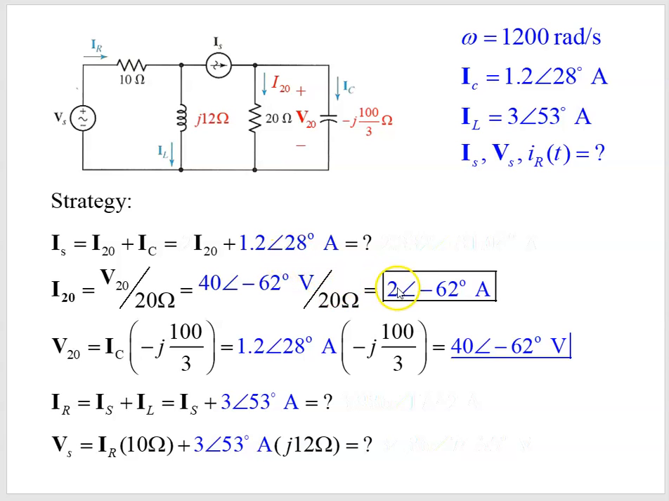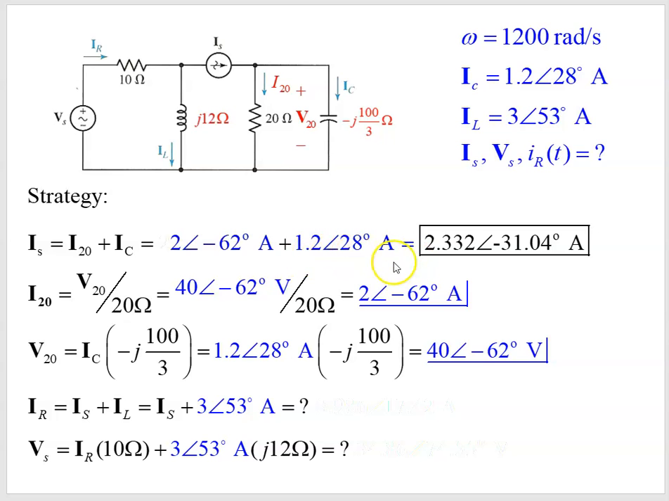So now what we need to add is this 2 angled negative 62 degrees to 1.2 angled 28 degrees. Again, easy to do in your calculator instead of having to go through the conversion to rectangular form. If you plug that into your calculator, we like to see our phasors for current and voltage in this phasor form where we have the magnitude and the angle. So plugging that in, we sum these two.